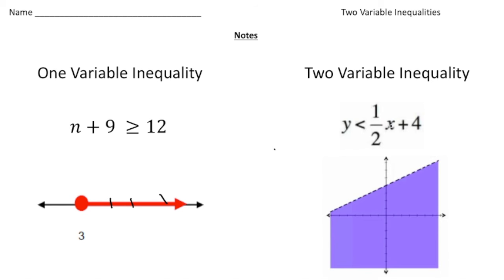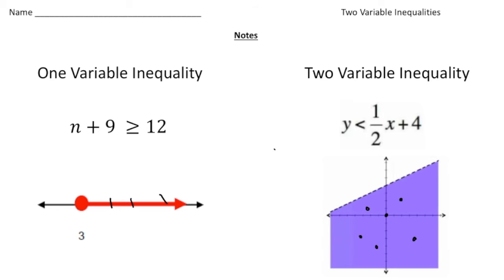But here we have a two variable inequality. Notice we have an x and we have a y. And this one is much more than just a line. Any value that's in the shaded region, in the purple, is a solution to the inequality. So, for example, 0, 0 is a solution. If I go over 2 and up 2, that's in the shaded region, so that's a solution. Any value in the shaded region is a solution to the two variable inequality.